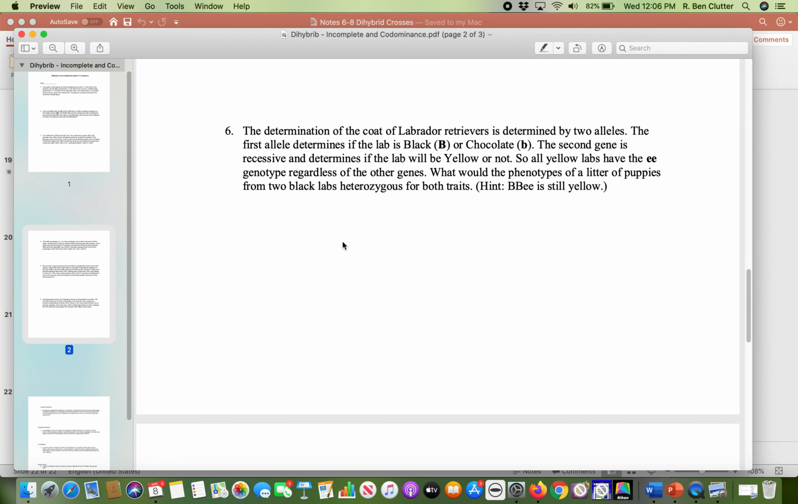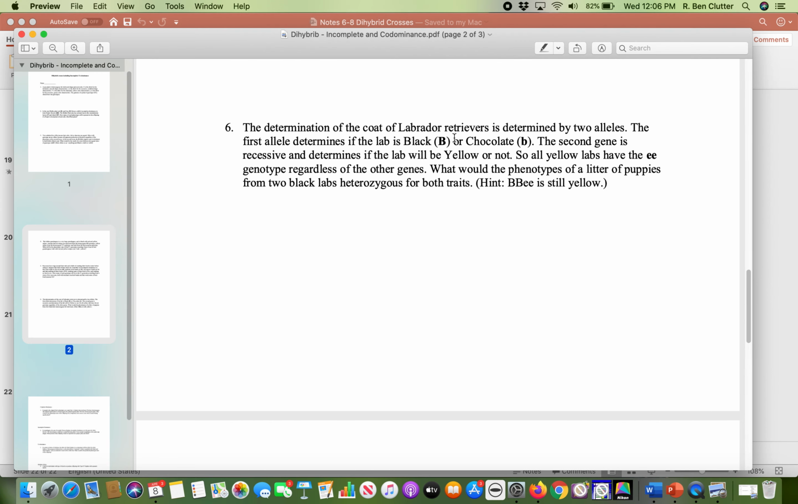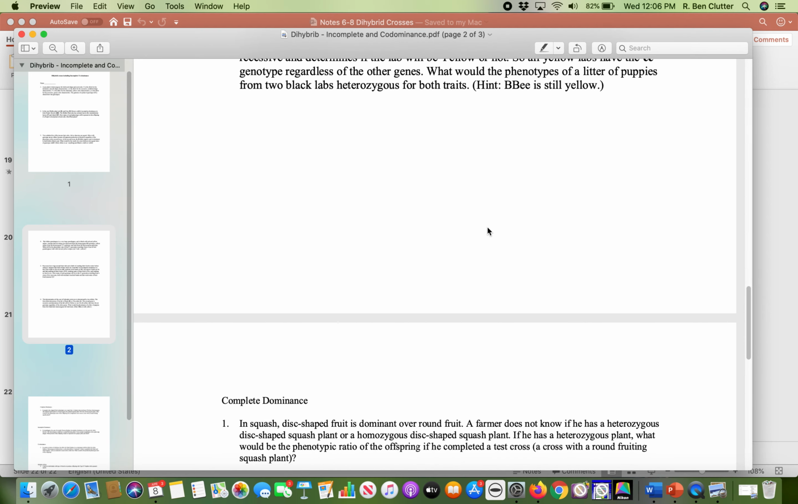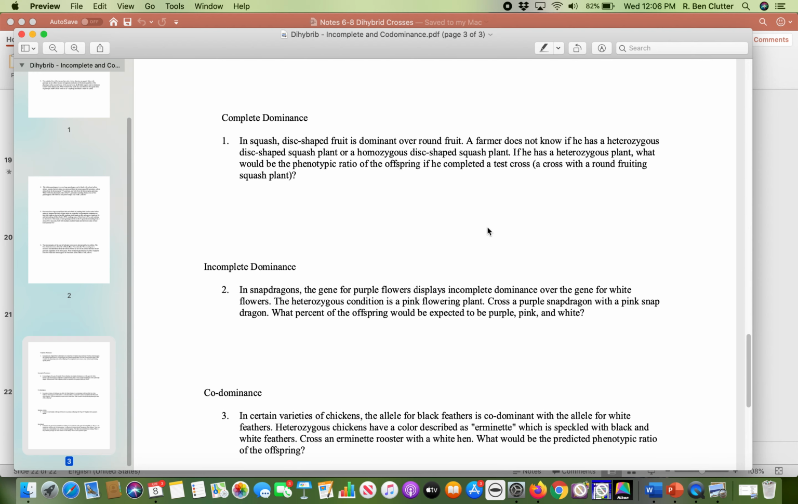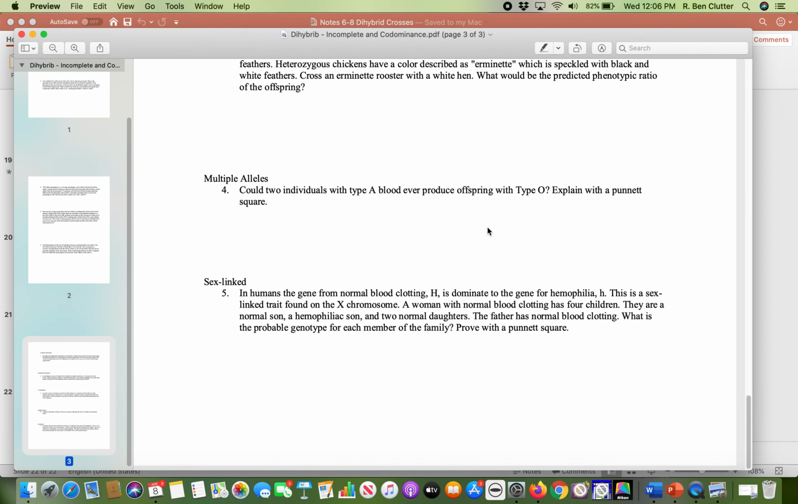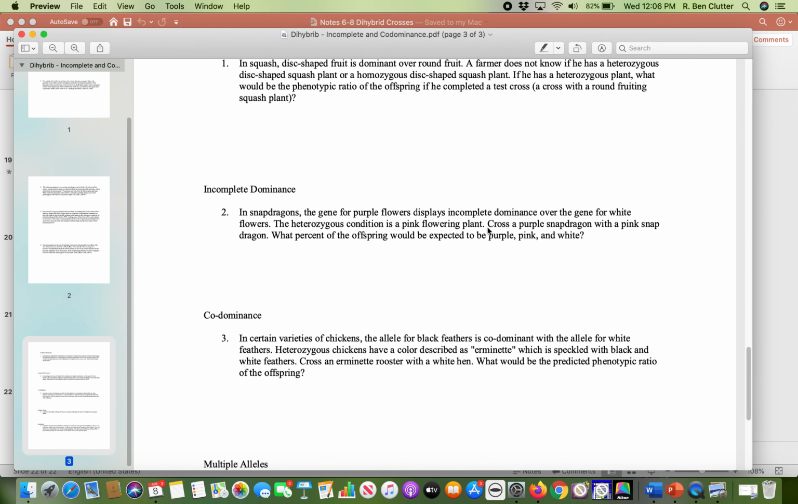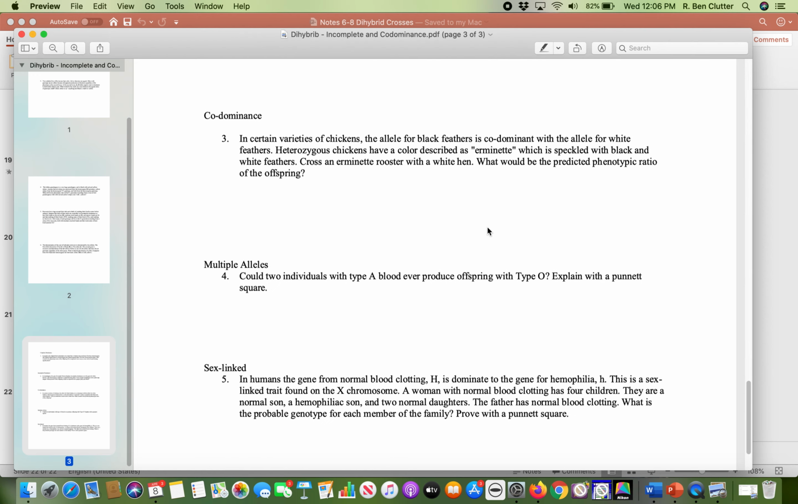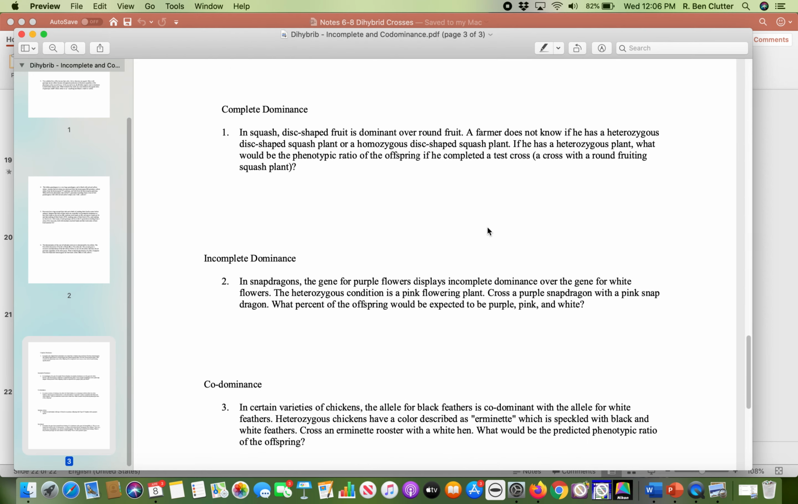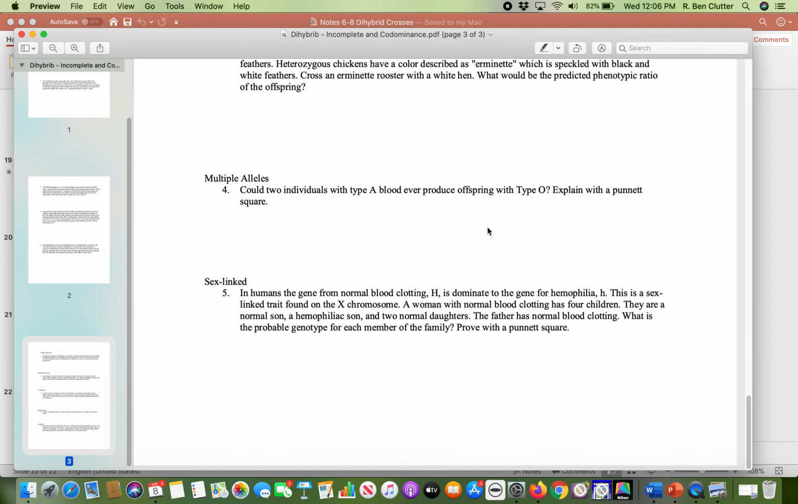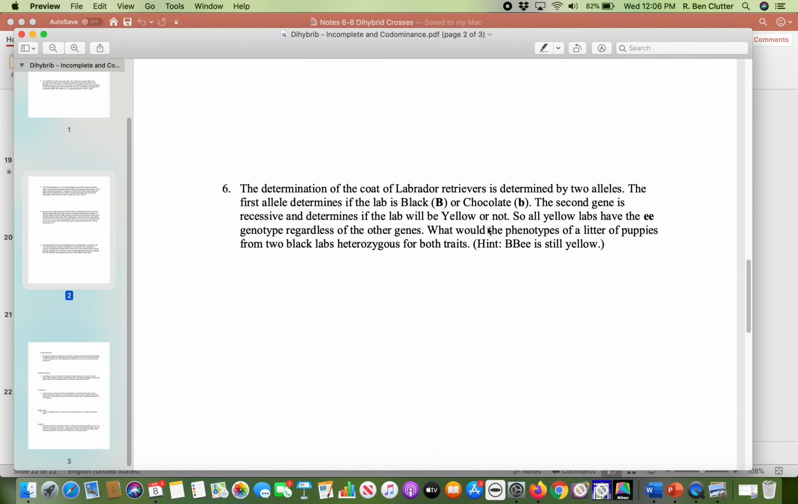This last one, you can refer back to the notes, and it is going to be black, chocolate, or yellow lab. So just work out that problem. These ones on the bottom, I am just going to skip for now. Basically, you should be able to do each of these extremely easily at this point. They're just review. They even tell you the type of question that they are, but you don't have to worry about those for today. Okay?